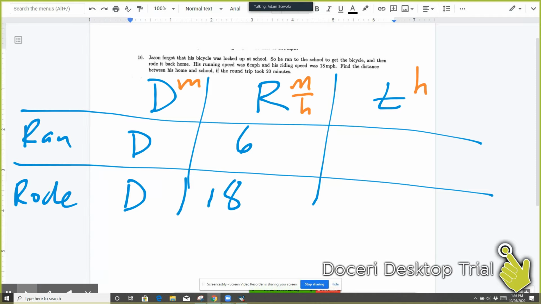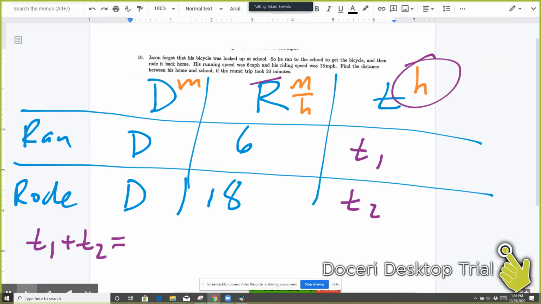All right. Now the time could be a little tricky. So what I'm going to do at first is say, all right, the time he was running, we'll do T1. Let's make it easy. Yeah, let's do T1. That's fine. And then the time he was riding, T2, and the round trip was 20 minutes. So T1 plus T2 equals 20 minutes, or since we're in hours, 1/3 of an hour.